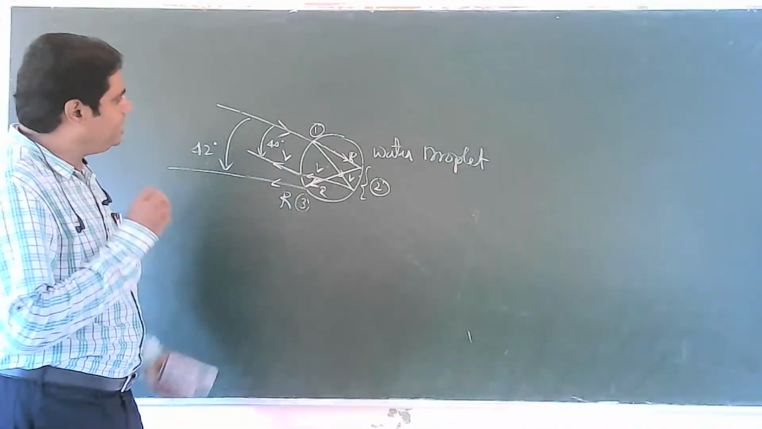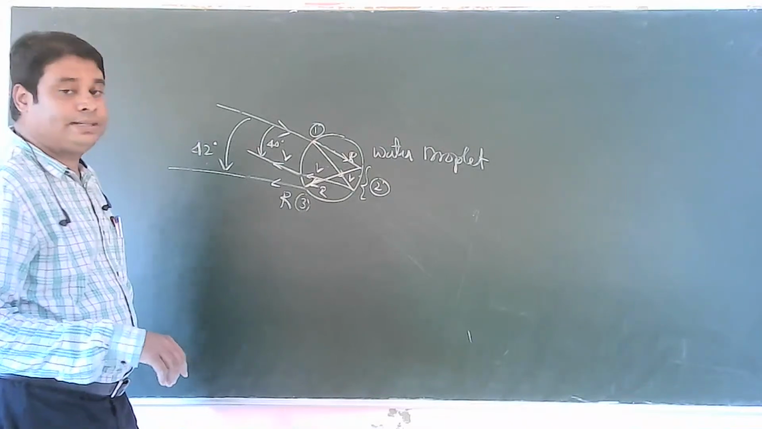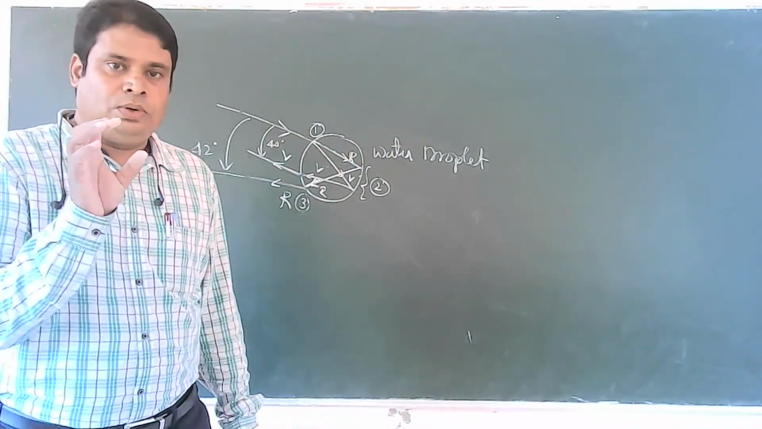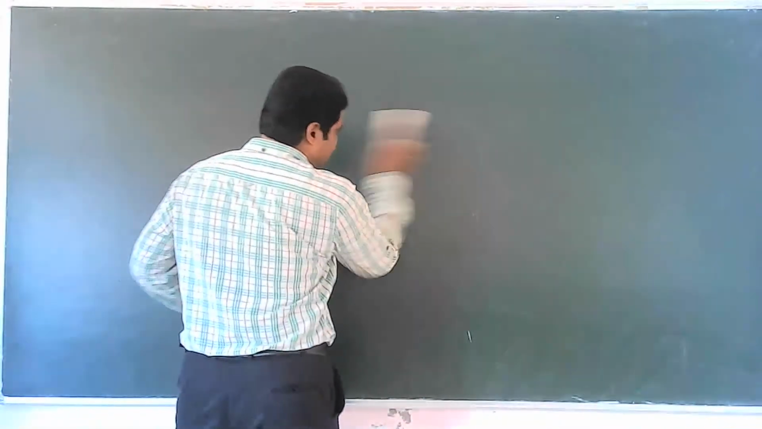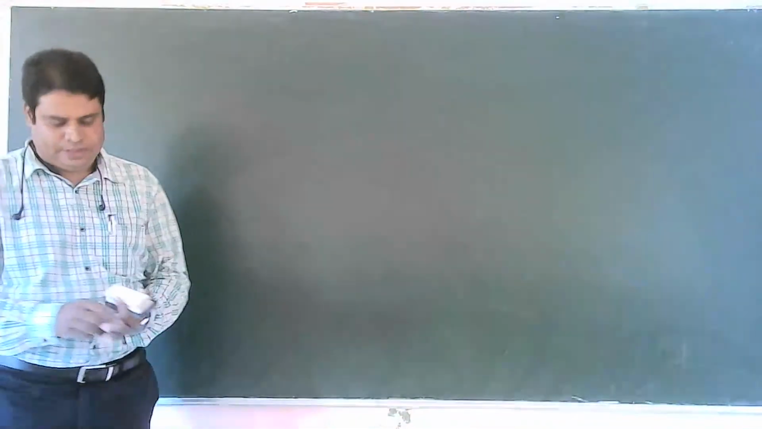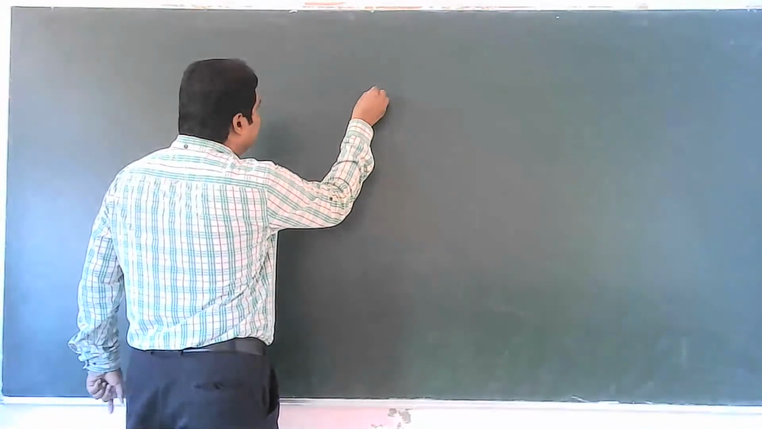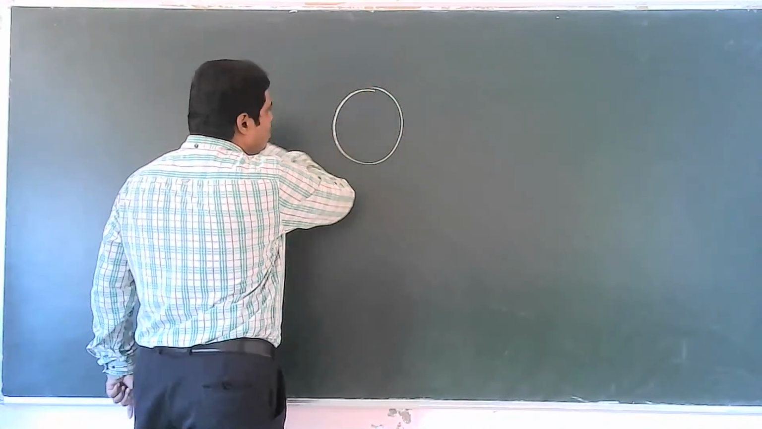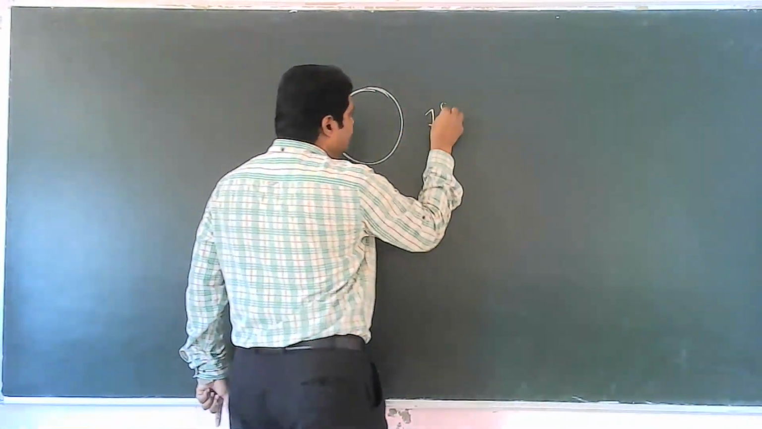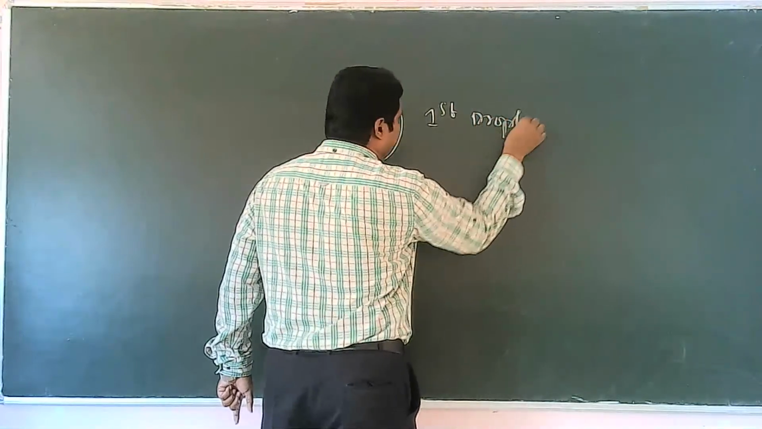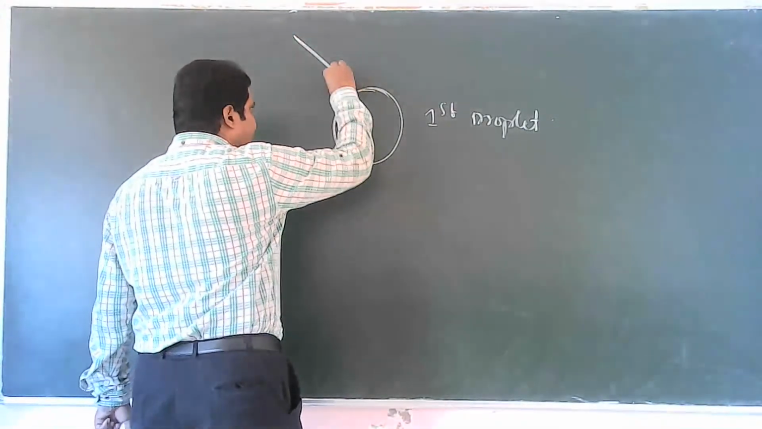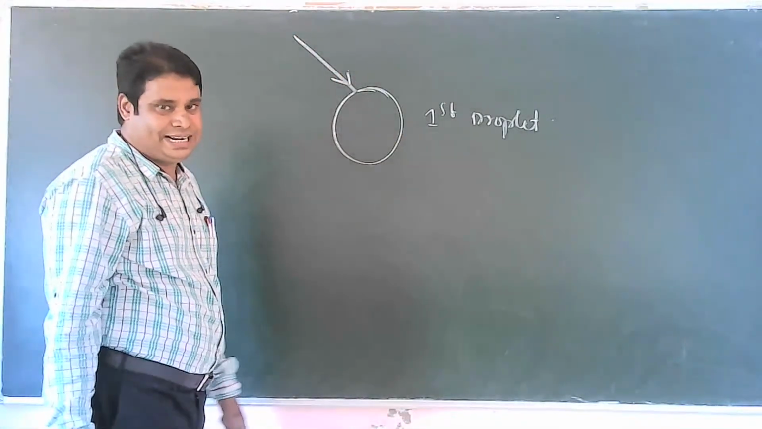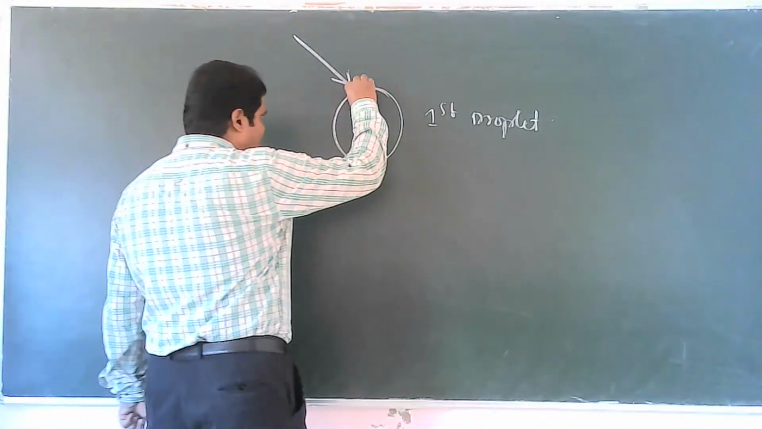Okay, this is how. One more thing I forgot to mention. To show the primary rainbow, we have to consider two water droplets. See, one droplet, the first droplet, water vapor. A beam of sunlight from the sun.